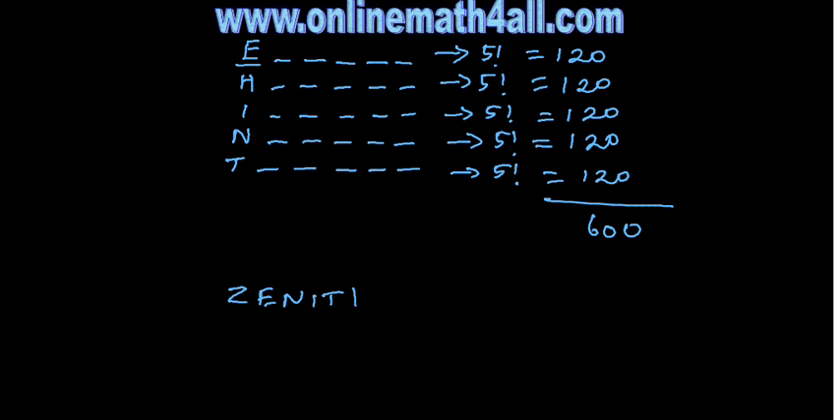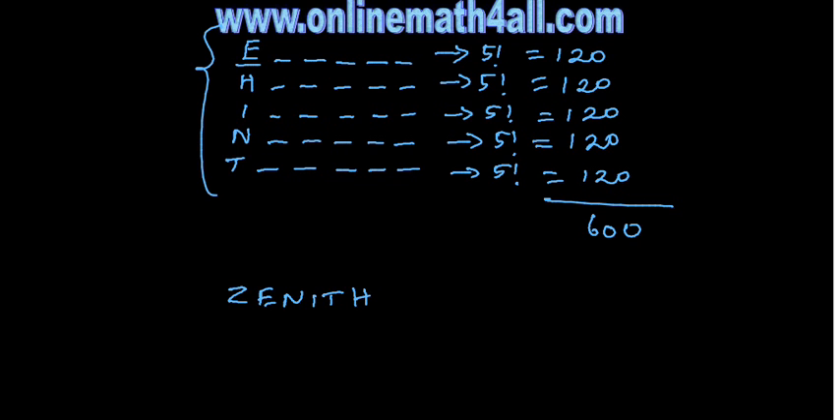So the dictionary will give meaning for these 600 words, I mean starting with E, H, I, N, T, first. After giving meaning for these 600 words, the dictionary will start giving meaning for the words starting with Z. So the word given in the question, that is zenith, will come after all these 600 words. So that is the thing we have to understand here.